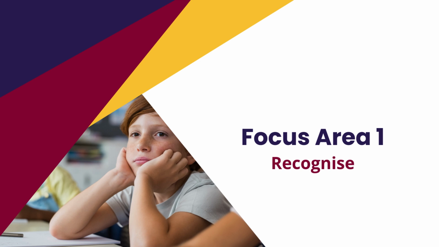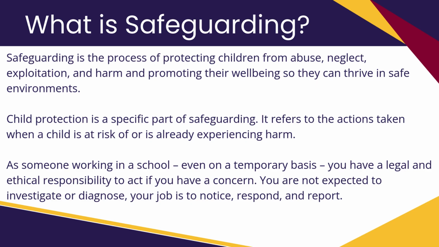We will now begin Focus Area 1, which looks at recognizing harm and understanding safeguarding in practice. Safeguarding is the process of protecting children from abuse, neglect, exploitation, and harm, while also promoting their well-being. Child protection is one part of safeguarding and refers to actions taken when a child is at risk of, or already experiencing harm. You are not expected to investigate or diagnose. Your role is to notice concerns, respond appropriately, and report them.